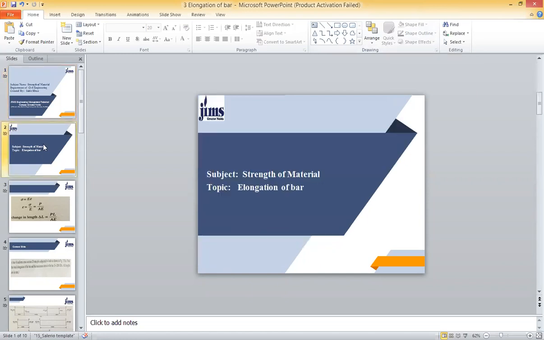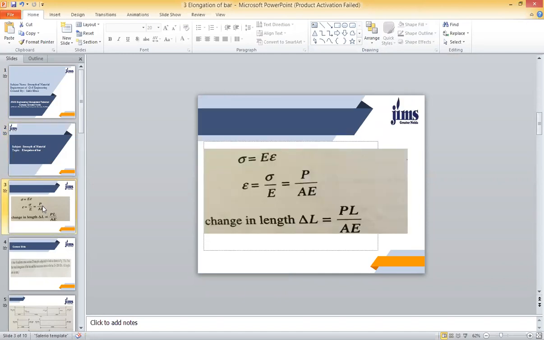My name is Sabir Khan, and we'll talk about the elongation of bar and strength of metal. In my last lecture, we talked about stress as well as strain, and also about Hooke's law. Hooke's law says that stress is directly proportional to strain, or sigma is equal to modulus of elasticity multiplied by strain. Now, strain is equal to sigma by E, or stress by modulus of elasticity.